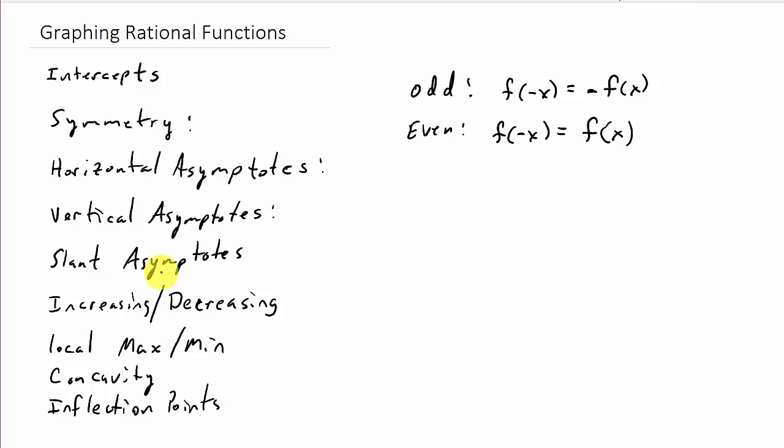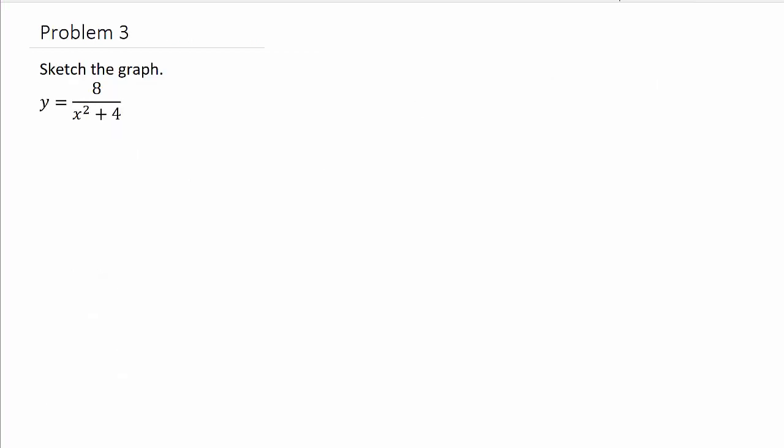All right, so let's go ahead and get started on an example. In this example, we've got y equals 8 over x squared plus 4. First thing, let's find our intercepts. We've got our x-intercept. In order to find the x-intercept, remember, you set the function equal to 0 and solve for x.